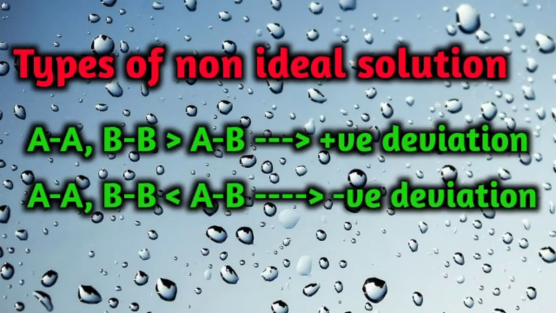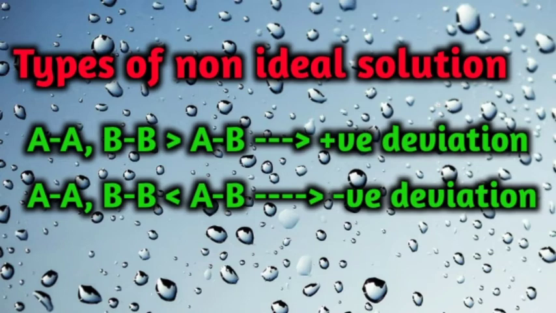And there are two types of non-ideal solution. The first case is if the A-A and B-B interaction, that is interaction between themselves, is greater than the interaction between the other type, then it is called positive deviation. And the second one is when the interaction between the other type of molecules is greater than the interaction between its own molecules. That is called negative deviation.